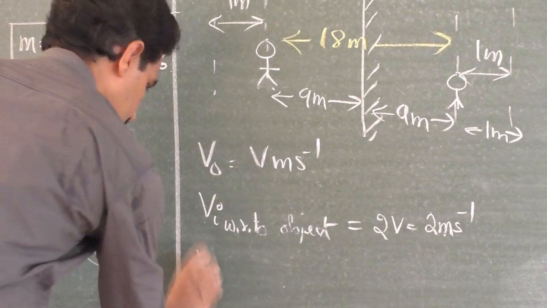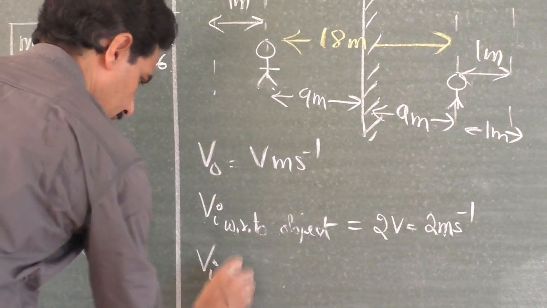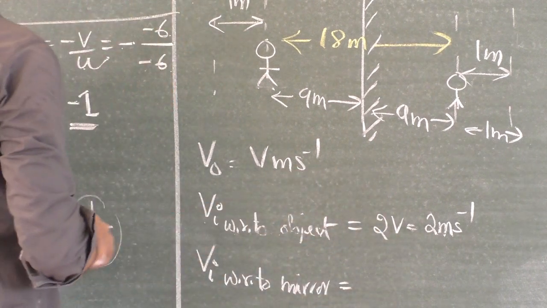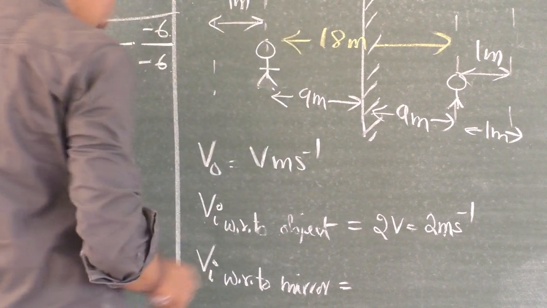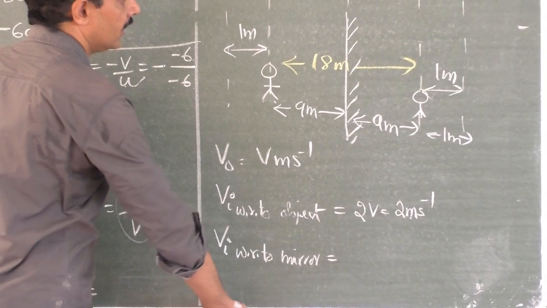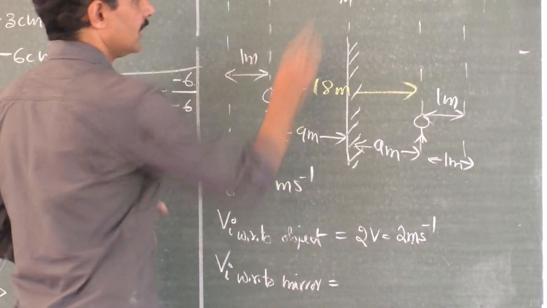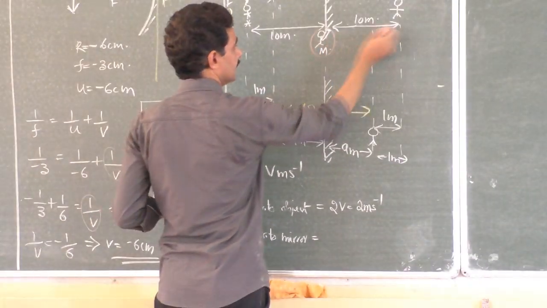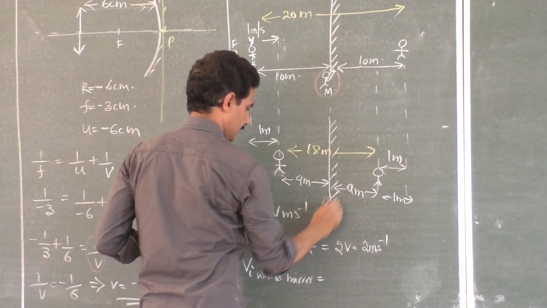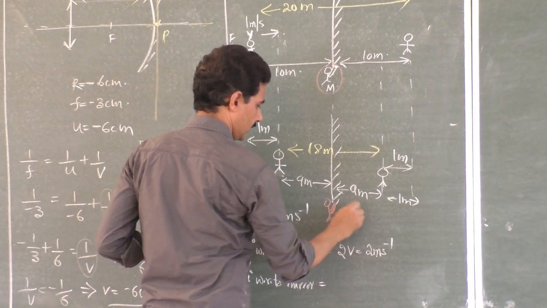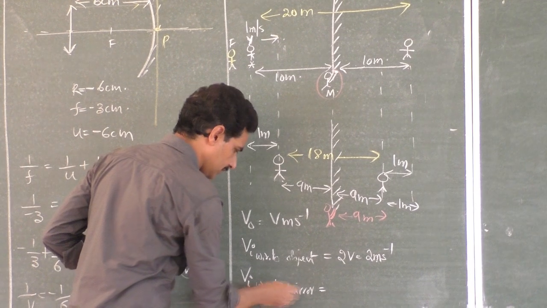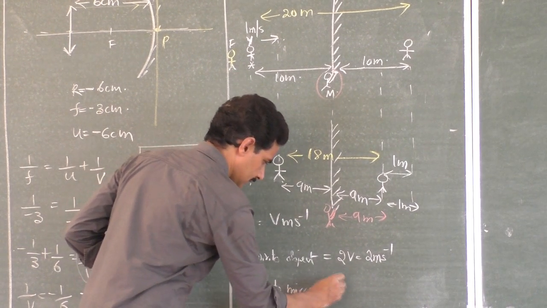Now, what is the velocity of the image with respect to the mirror? If you want to know this, you ask the mirror what changes have occurred in 1 second. The mirror will say, sir, initially the image was at 10 meters. Now the image is at 9 meters. So what is the change? The change is only 1 meter. So the velocity of the image with respect to the mirror is V meters per second.